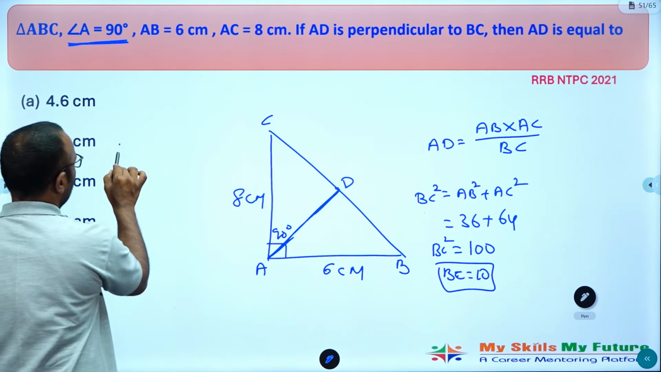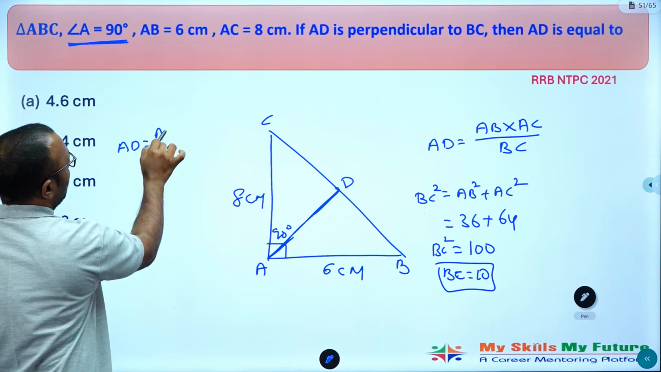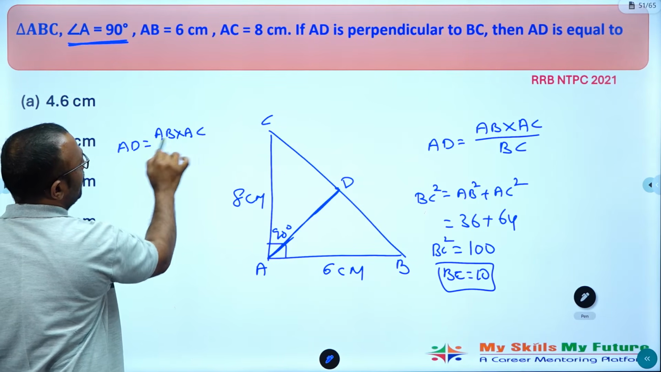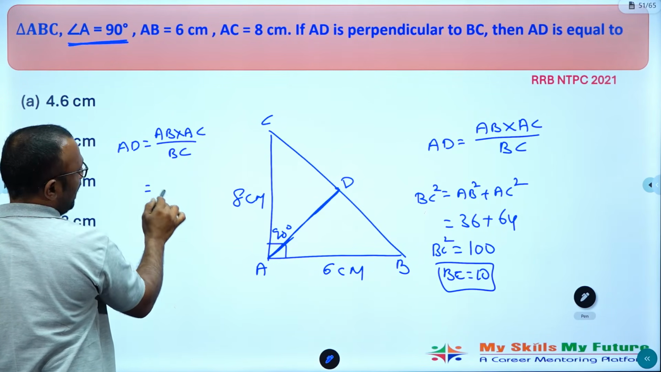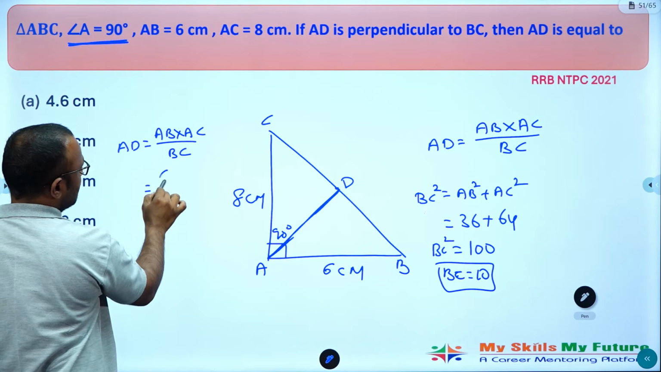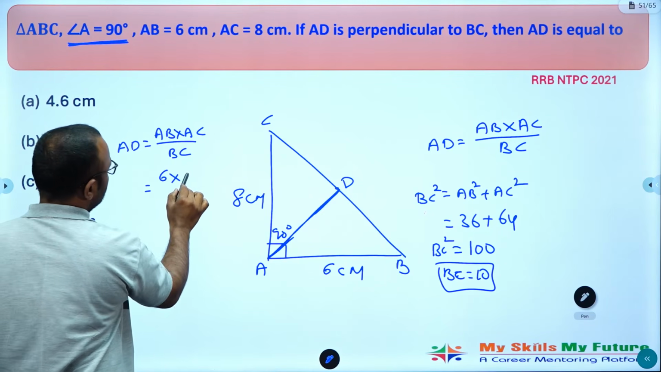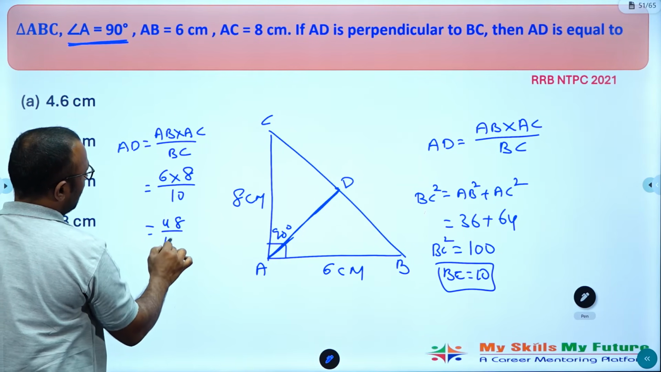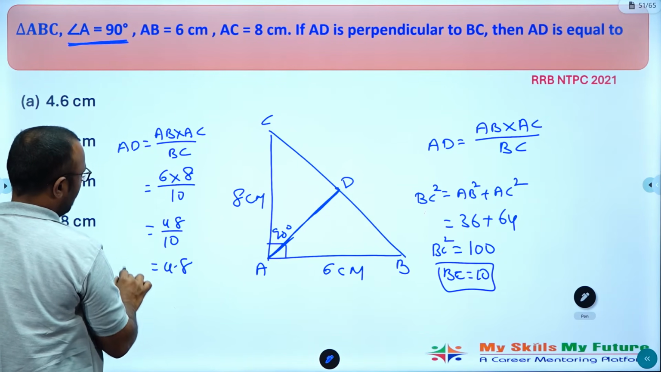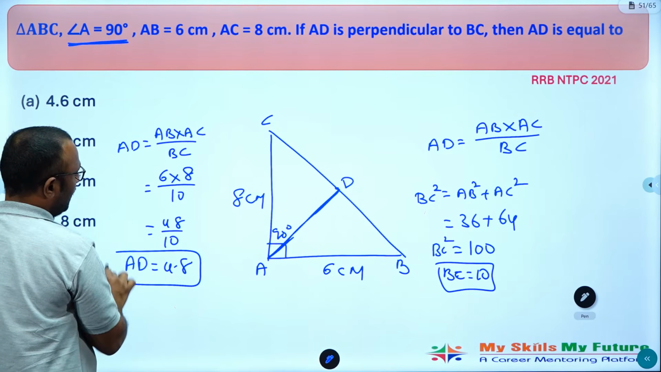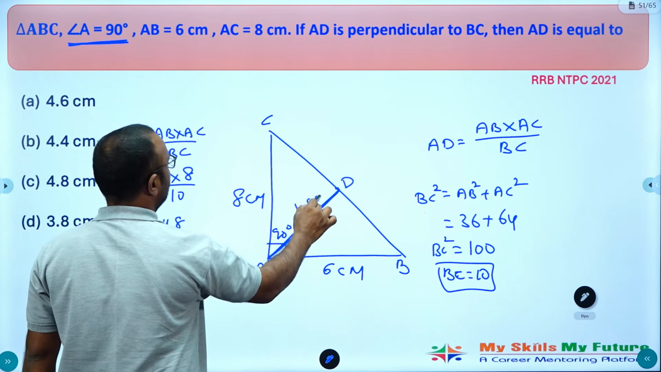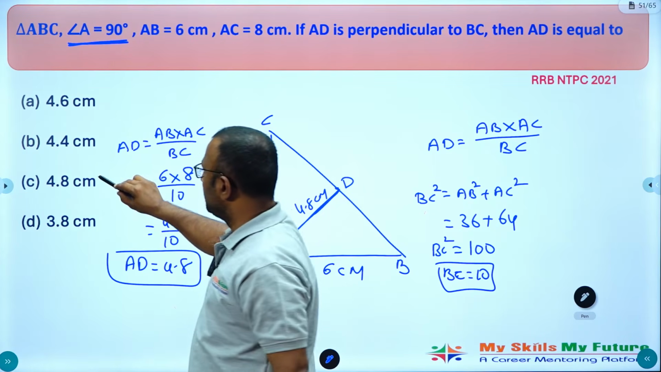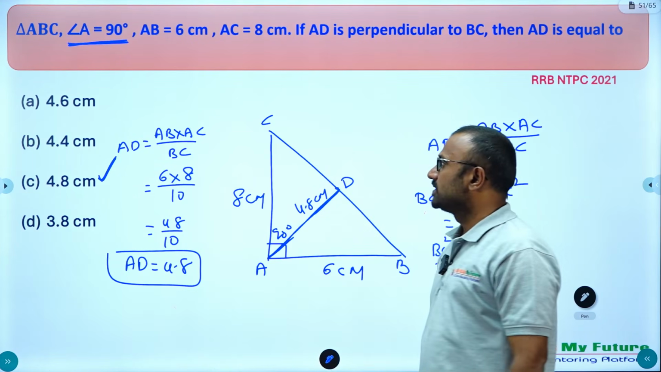So substitute in the formula AD is equal to AB into AC by BC. So AB is equal to 6 into AC is equal to 8 by 10. We get 48 by 10, nothing but 4.8. So the length of AD is 4.8 centimeters. Option C is correct.